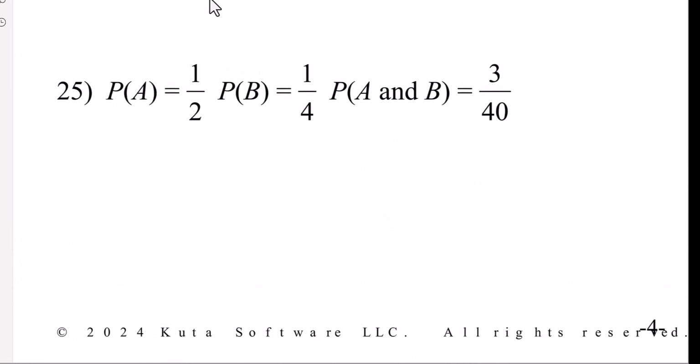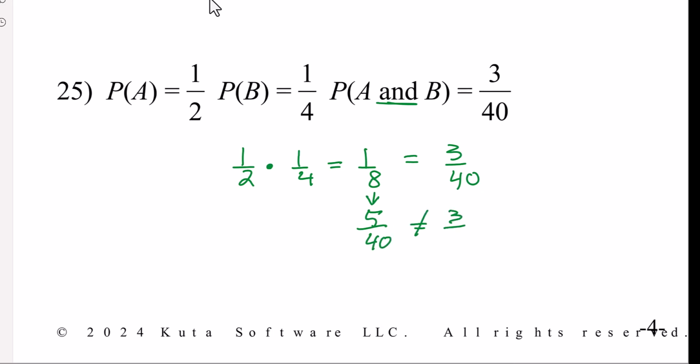All right, we're going to come down here, and I think we're going to have the same thing here. Here's our probability of A. Here's our probability of B, and we have an and. So 1/2 times 1/4 gives us 1/8. Well, let's see. 8 goes into 40 5 times, so we would write that as 5/40. That does not equal 3/40. So that means this is another example of a dependent probability situation.